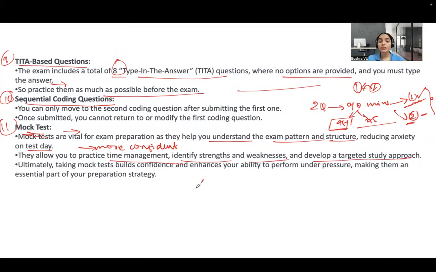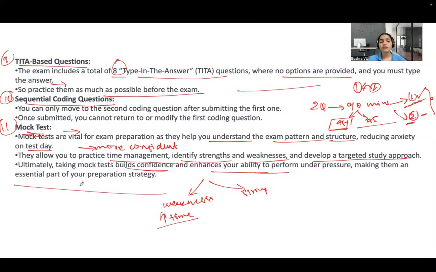You will know which topic you have weakness in, which topic is your strong topic, and you will be able to give more time to this. Ultimately, taking mock tests builds confidence, like we talked about, enhances your ability to perform under pressure, and makes them an essential part. So that's why try to give as many mock tests as possible. It will make you confident. It will help you manage your time. It will boost your enthusiasm on the day of the test. Try to give as many mock tests as possible.